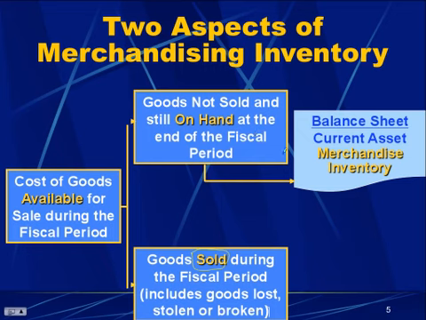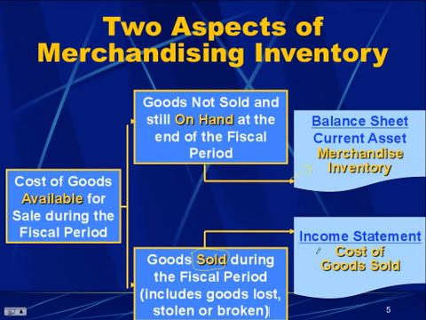Goods that are still on hand will show up on your balance sheet as a current asset. We just talked about that as a merchandise inventory account name. Goods that were sold will show up on your income statement as a cost of goods sold. This is an expense, but it's not going to go in your operating expense section. Just remember, the cost of goods sold is an expense and merchandise inventory is an asset.